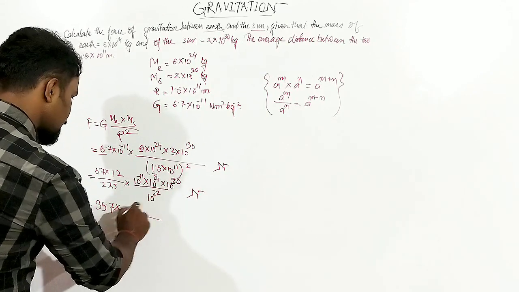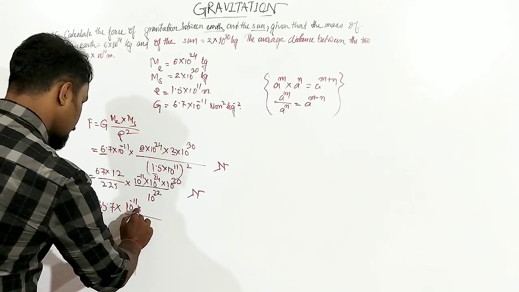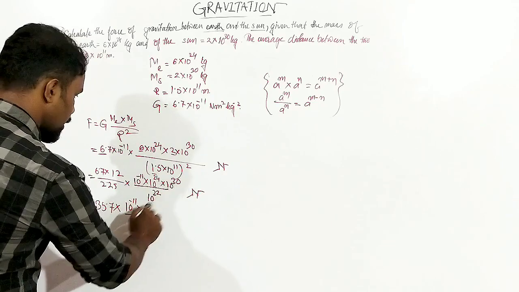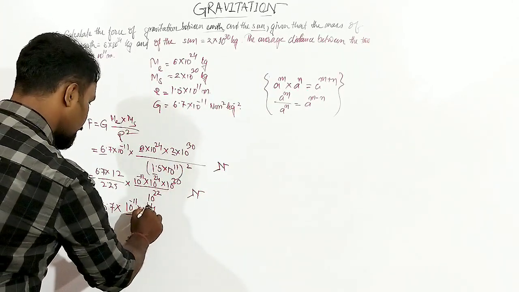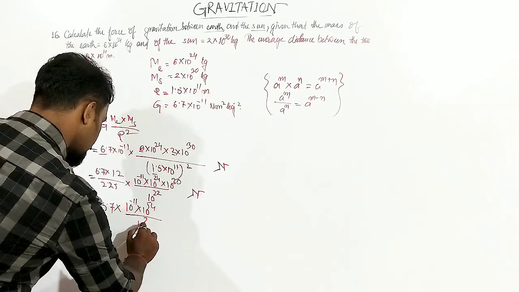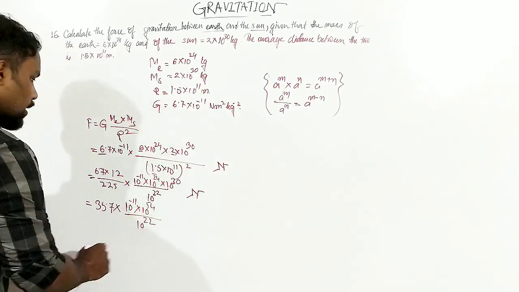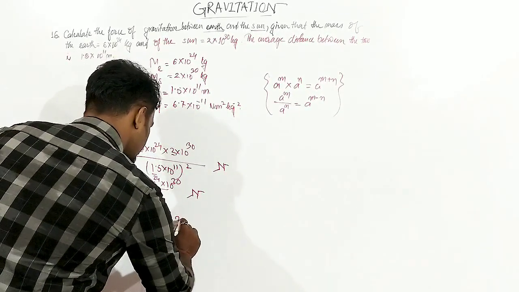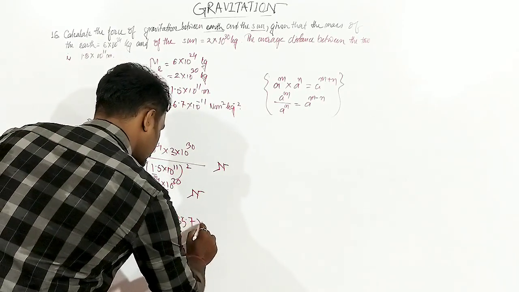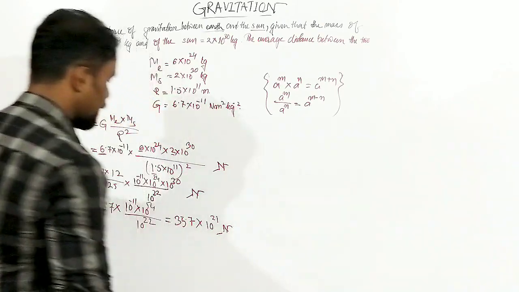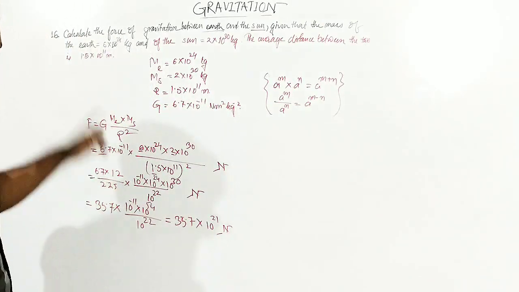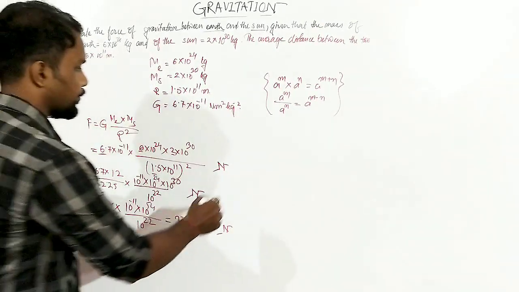So we are going to solve something with 10 to the power minus 11. If you solve this with 10 to the power 24 and 10 to the power 30, we are going to get m plus n. We are going to use 4.54 and 10 to the power 22. If we solve further, what do we get? 35.7 into 10 to the power 21 Newton. So that is the solution of this equation.